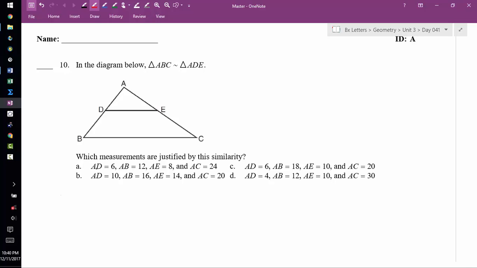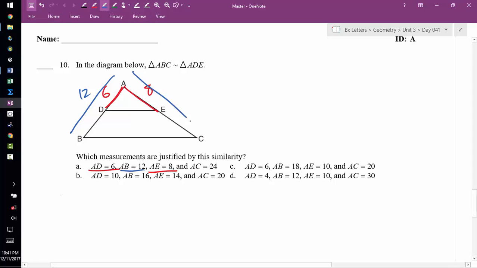This is where a pencil comes in handy. AD is apparently 6. So the strategy is just put it into the diagram and then give yourself a visual to work off of, and then make your proportion and check it. Then they tell me this entire side AB is 12. Maybe they'll be nice and give me easy stuff, and it looks like it is 8. And the corresponding side AC is 24.